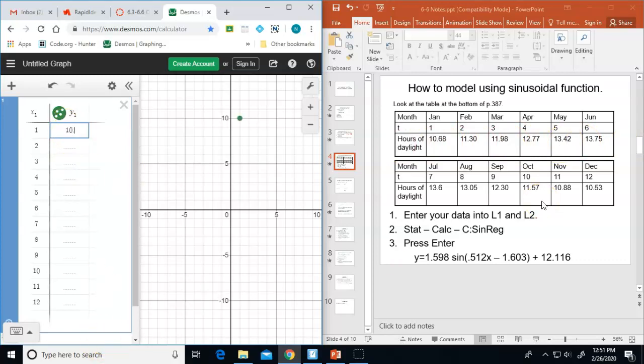So 10.68, 11.3, 11.9, 12.77, 13.42, 13.75, 13.6, 13.05, 12.3.